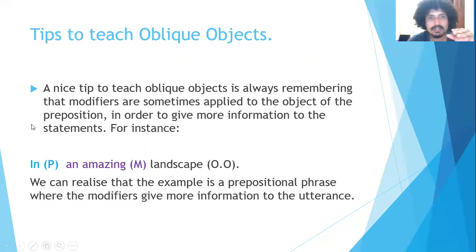A nice tip to teach oblique objects is always remembering that modifiers are sometimes applied to the object of the preposition in order to give more information to the statements. For instance, in an amazing landscape. In, the preposition, an amazing, the modifiers, and landscape. If I say only in an amazing, but in an amazing what? Landscape. In this case, the oblique object is giving more information to this short phrase, so we can realize that the example is a prepositional phrase where the modifiers give more information to the utterance.